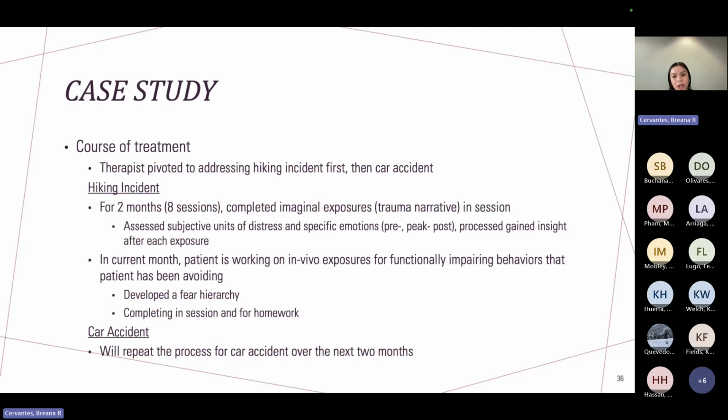And now when I'm seeing her after doing all this trauma narrative stuff, she's living her life very functionally, doing all the things she couldn't do before. So that's where we're at now. And she's very excited to now move on to this car accident. And we'll just repeat the process with the trauma narrative and the in vivo exposures.